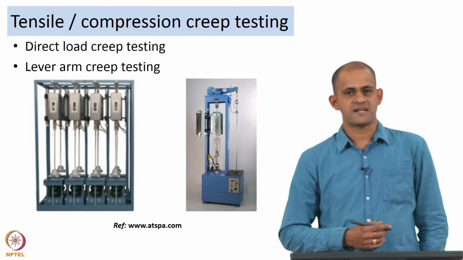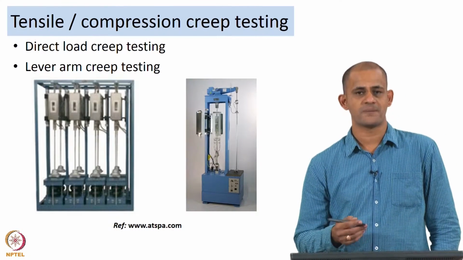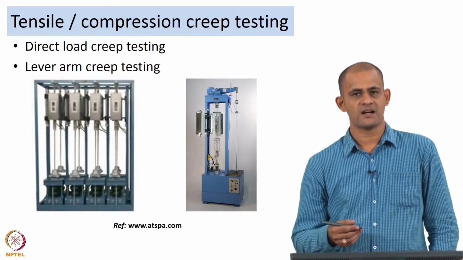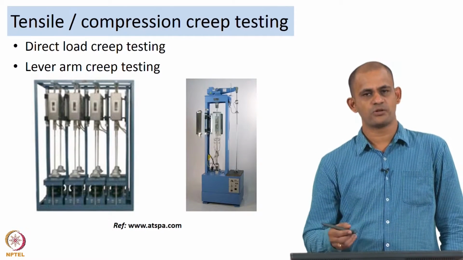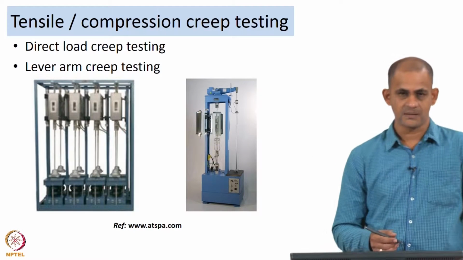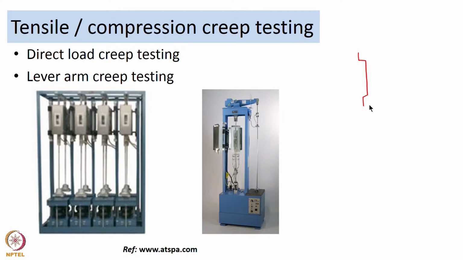Now, coming to tensile or compression creep testing methods. These are the types of load frames that you can use for carrying out tensile or compression creep testing. You could use the direct load creep testing method. For example, in the direct load creep testing method, you can take your sample and apply the load that you are interested in directly onto the sample. So, if you want to do your test at 100 newtons, then you directly apply 100 newtons to your sample.